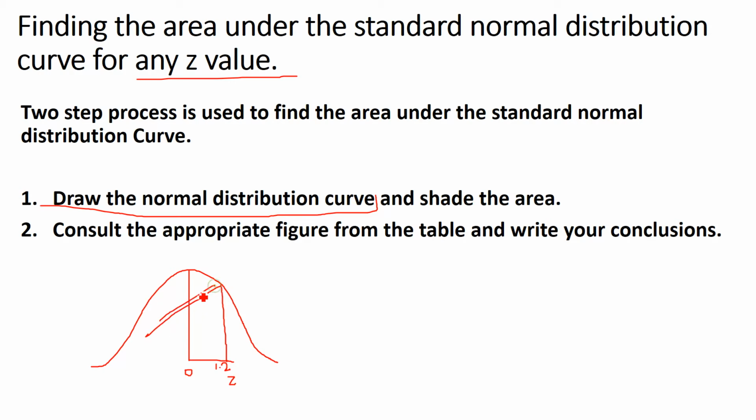So the second step is that you have to shade the desired area that you want to find. Draw the normal distribution and shade the desired area. And then you have to find this 1.2 in the table. I will show you, and then write down the answer. What is the area?